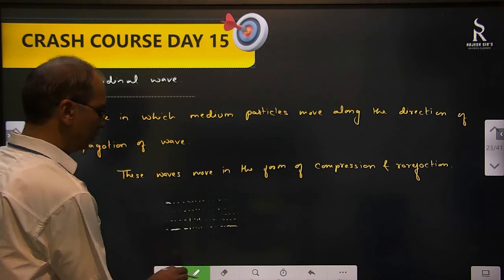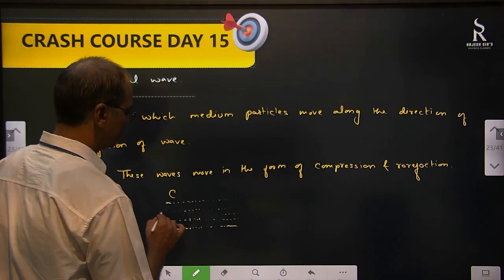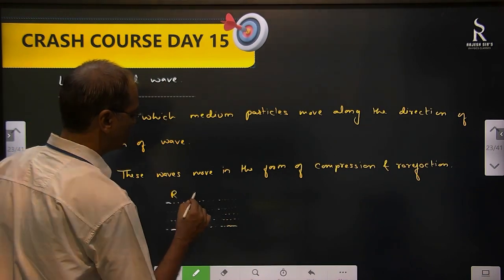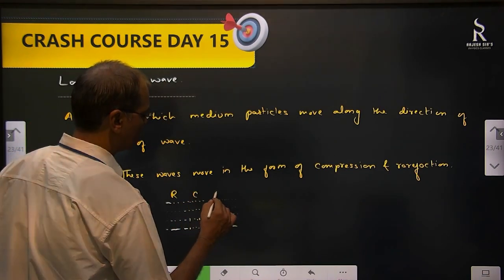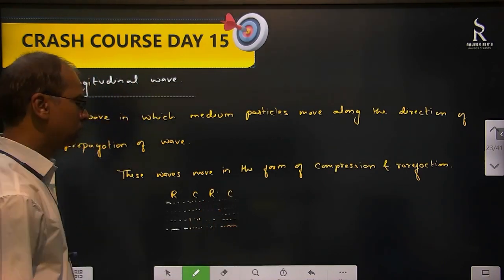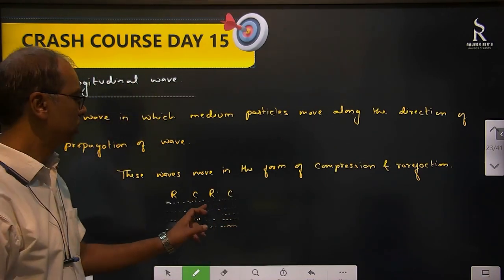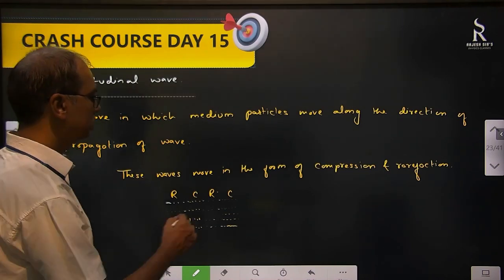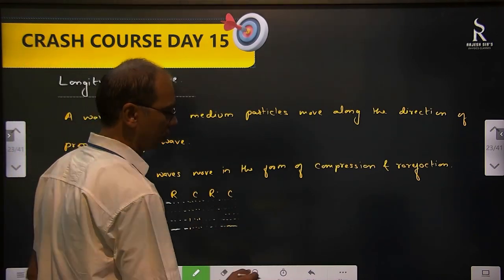Okay, so one here is compression. Sorry, one is rarefaction. This is rarefaction. This is compression. This is rarefaction again. And this is compression. Okay, so rarefaction, compression, rarefaction, compression. Like this, it moves. Okay, this is how a longitudinal wave is shown in a displacement wave.